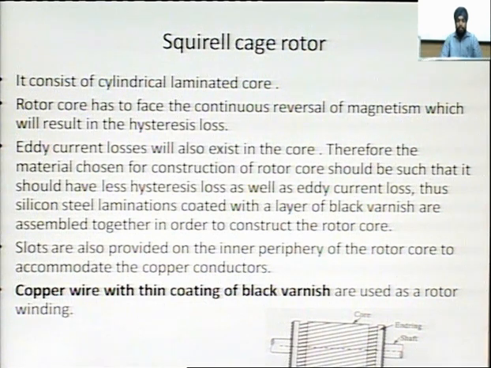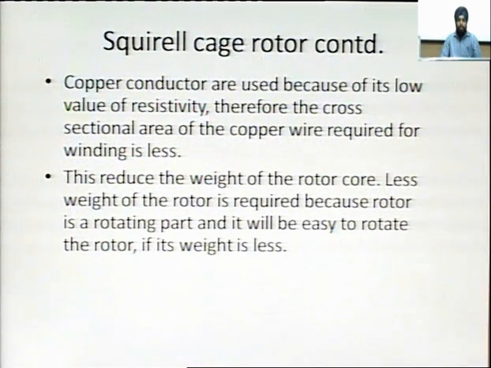Rotor core has to face the continuous reversal of magnetism, which will result in hysteresis loss. Eddy current losses will also exist in the core. Therefore, the material chosen for the construction of the rotor core should have less hysteresis loss as well as eddy current losses. Silicon steel laminations coated with a layer of black varnish are assembled together in order to construct the rotor core. Slots are also provided on the periphery of the rotor core to accommodate the copper conductors. Copper wire with a thin coating of black varnish is used as the rotor winding. Squirrel cage.